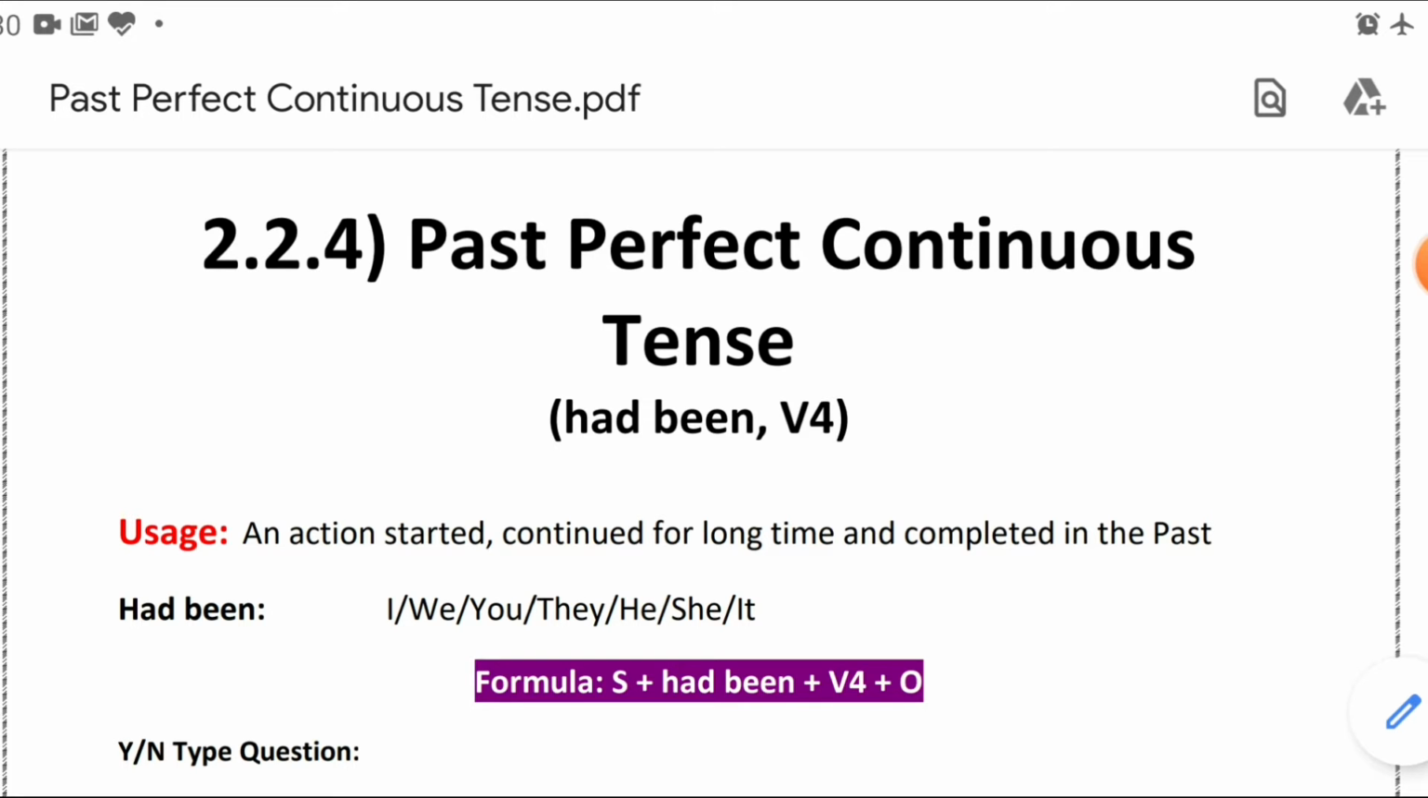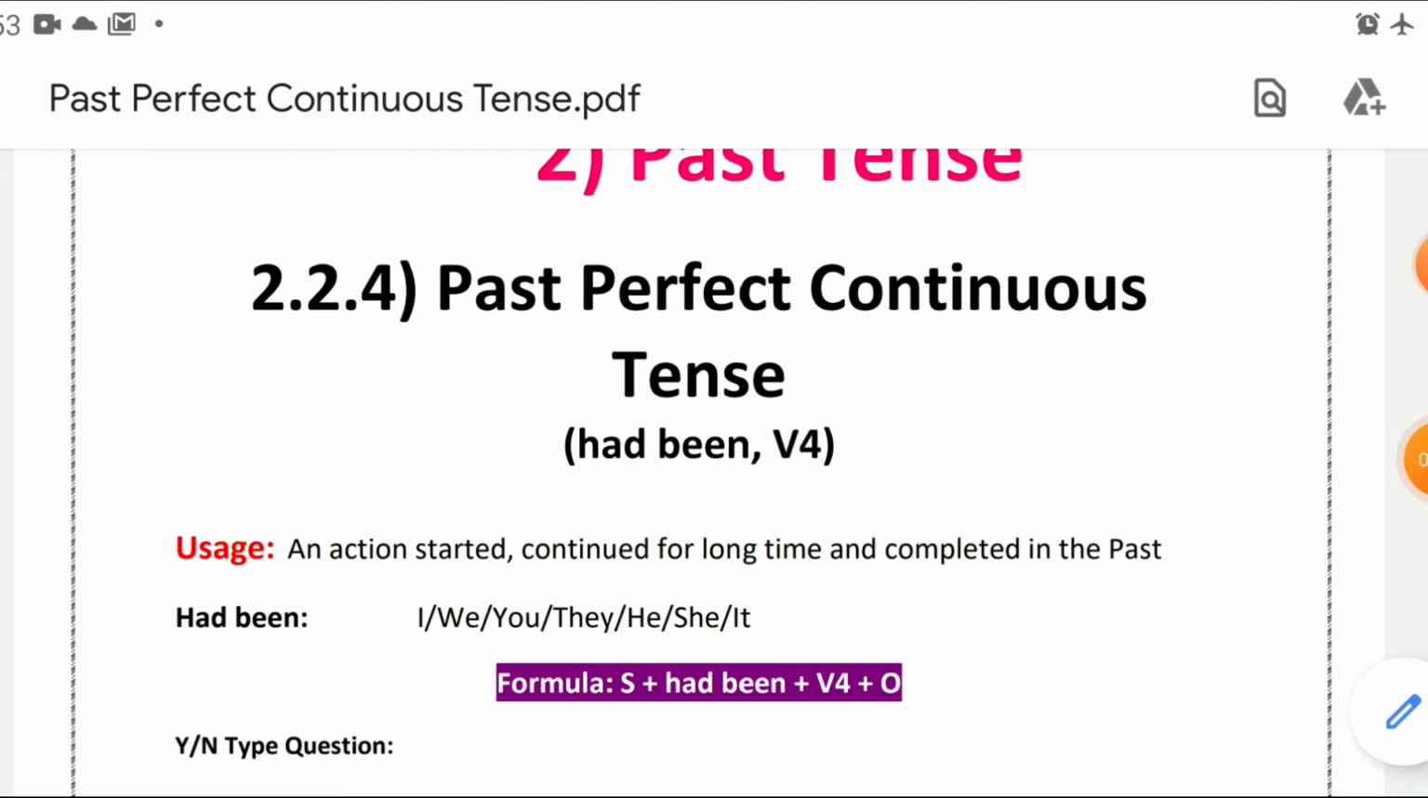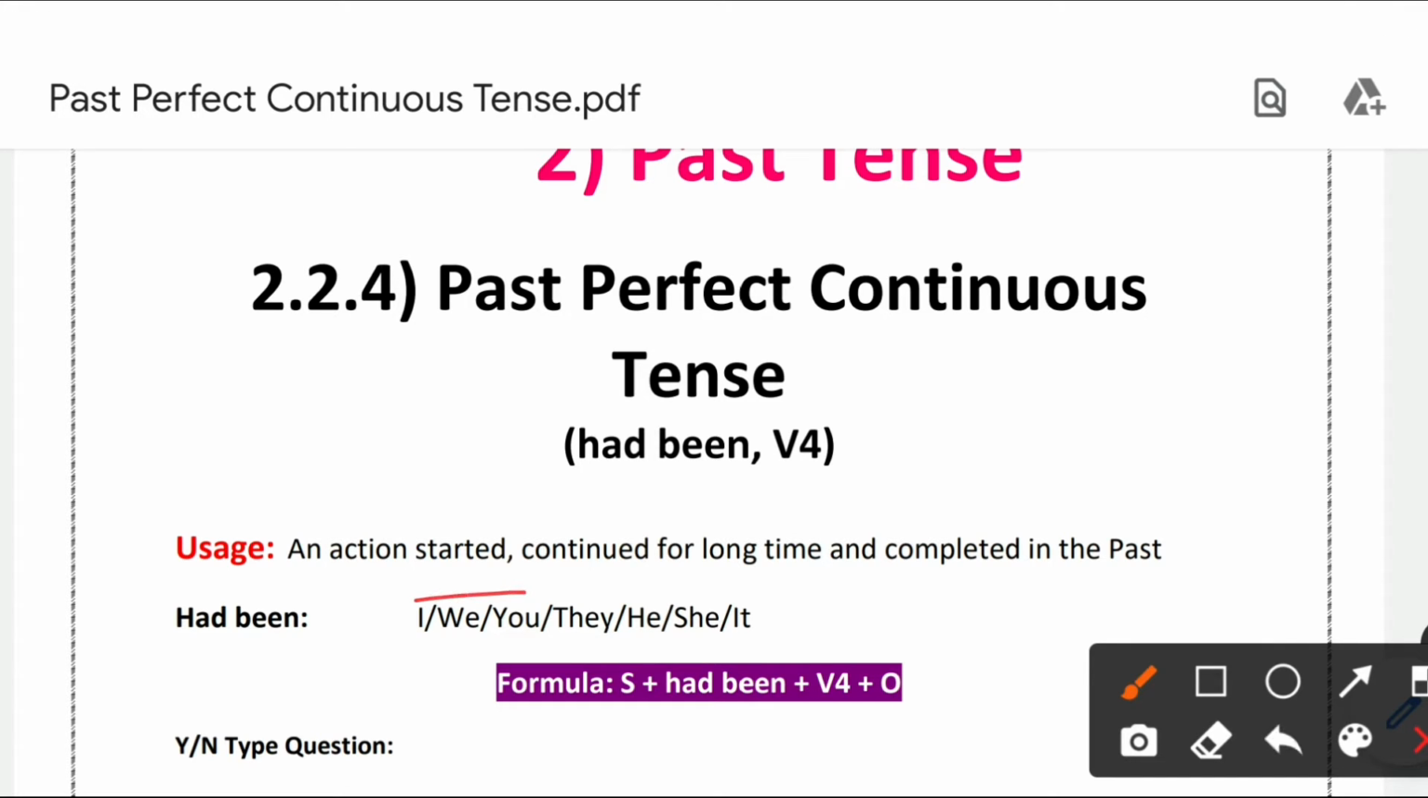Firstly, we will learn when to use this past perfect continuous tense. We use past perfect continuous tense for an action started in the past, then it continued for a long time and then completed in the past. That means the action started, continued, and completed. All the things happened in the past.